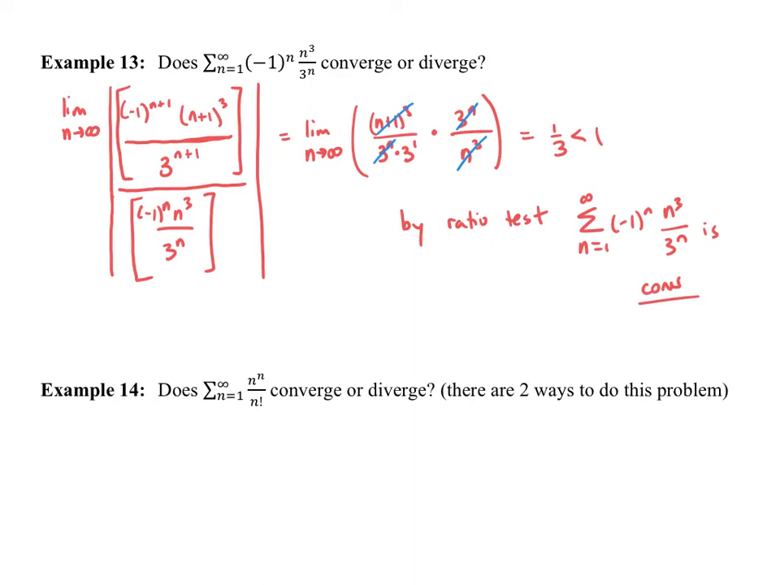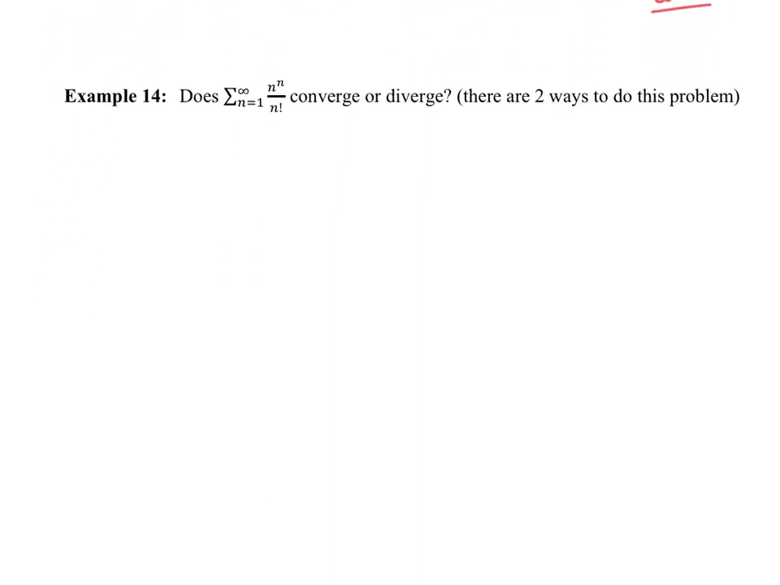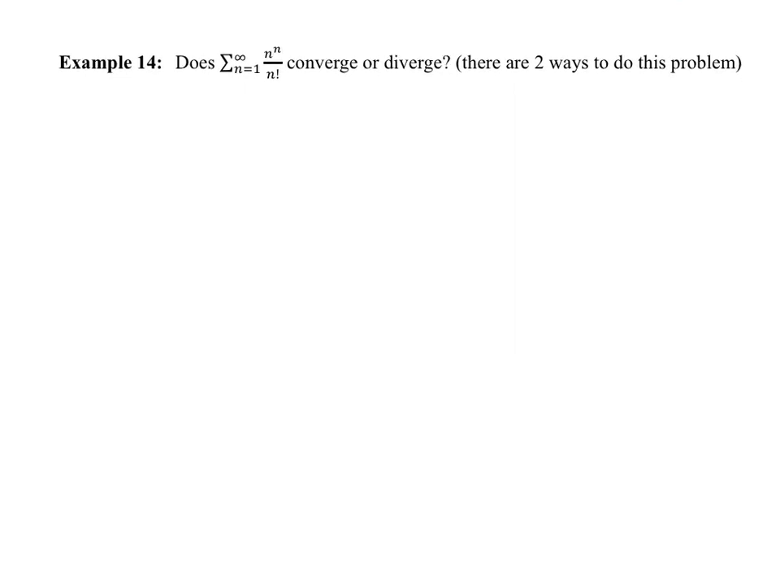Let's try another one. We're going to do this problem in 2 different ways. So the first way we're going to do it is the ratio test. It's going to be a little ugly, I'll warn you. So we have the limit as n goes to infinity. I'm not going to bother with the absolute value because, again, all of these terms are positive. What I am going to do, however, this time, is put in n plus 1 for all of the n's.